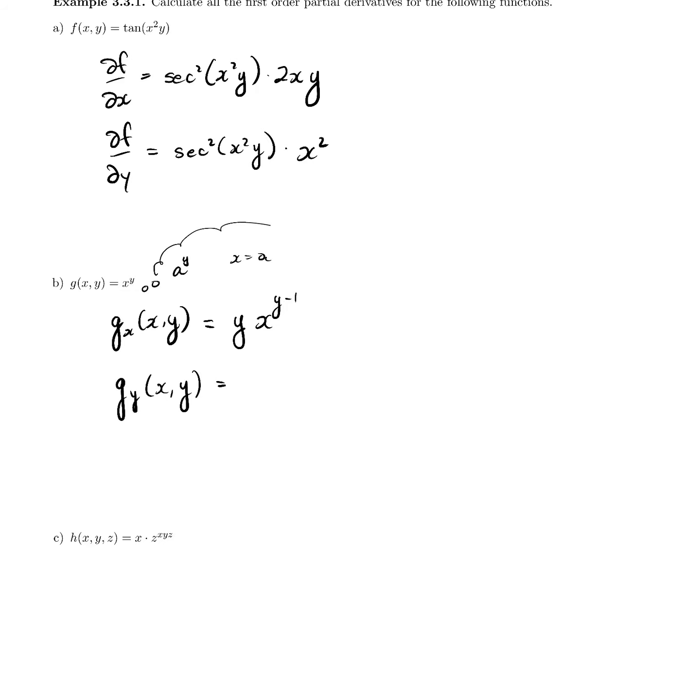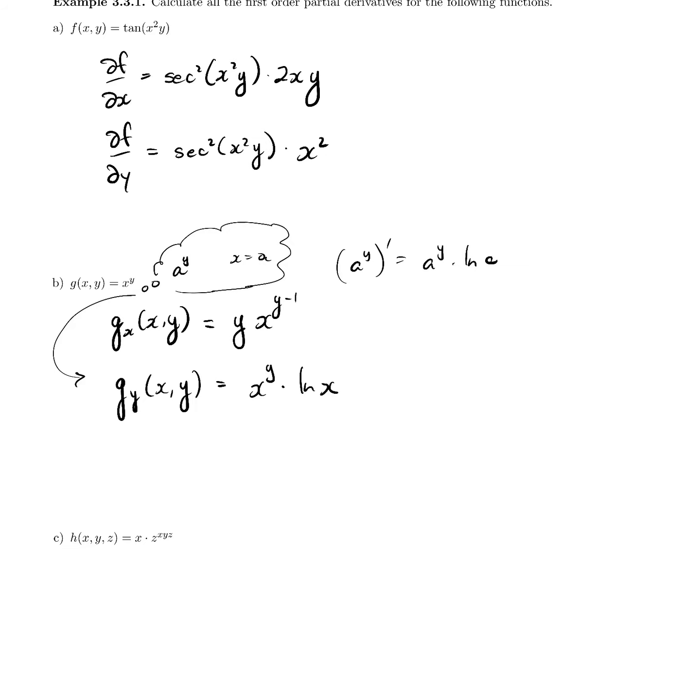And if you remember from your calculus, the derivative of a function of that form, the derivative of a to the y, was a to the y times ln a. And so that is exactly what we have here, except we've got x to the y times ln x.